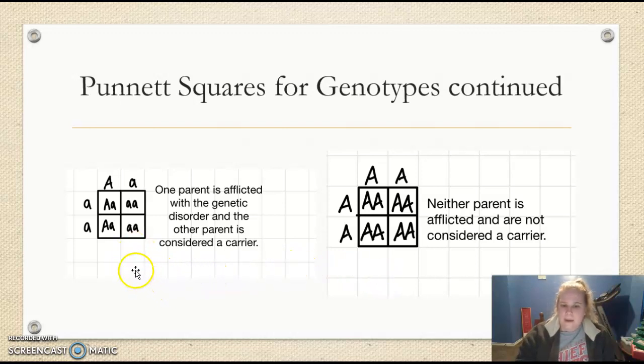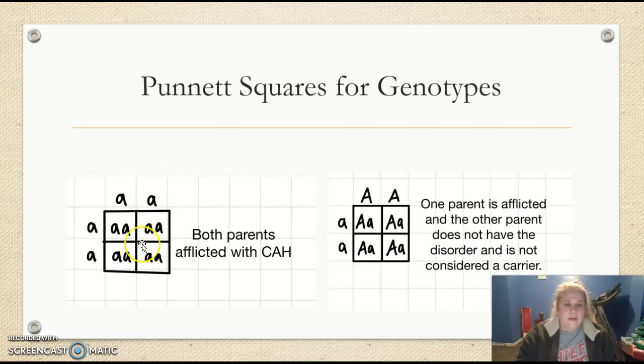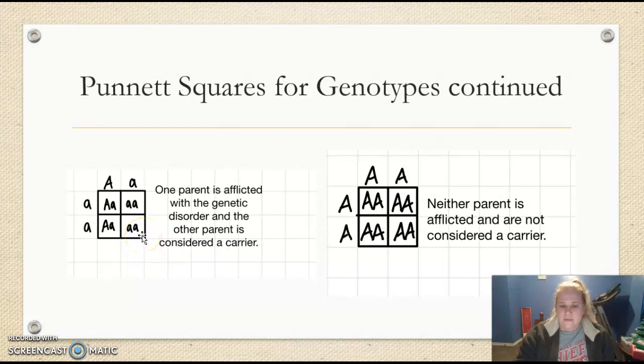This one again on the left, one parent is afflicted and the other parent is considered a carrier. So that means the parent with the disease is both lowercase. The parent which is considered a carrier has 1 uppercase and 1 lowercase. So with this, big A, little a, little a, little a, big A, little a, little a, little a. So this is a 50-50 chance that the children or child will have the disorder, and 50% that the child will be a carrier.